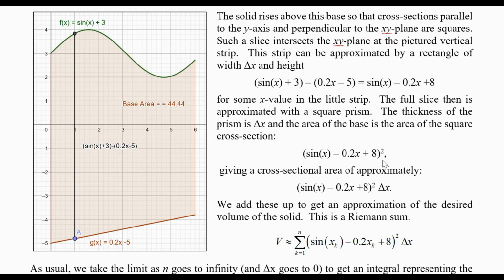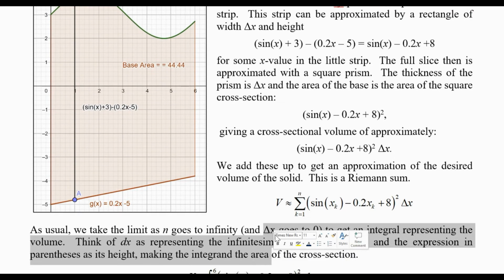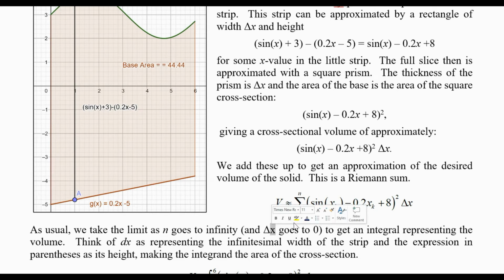Remember, again, that's coming out of the screen towards you for the square, and the cross sectional, that should say volume now, is approximately that times the thickness delta x. So we add up all those from k equals 1 to n, and we have a Riemann sum approximation for the volume we're looking for. Take the limit then as n goes to infinity, and of course delta x goes to 0, and we have an integral representing the volume.